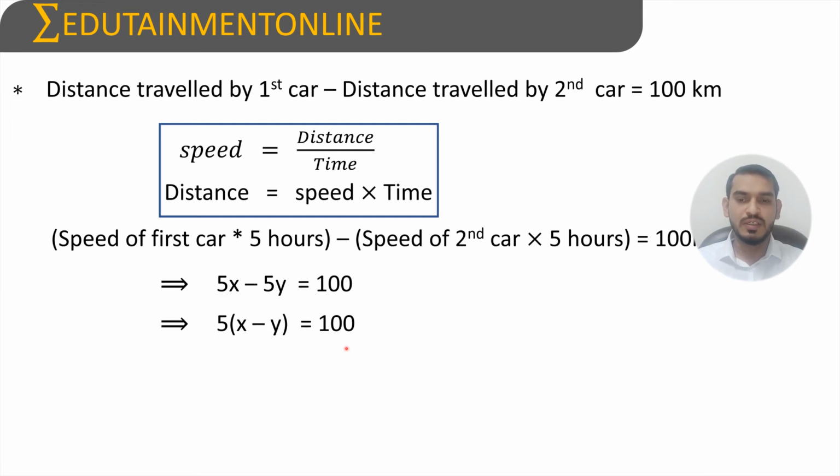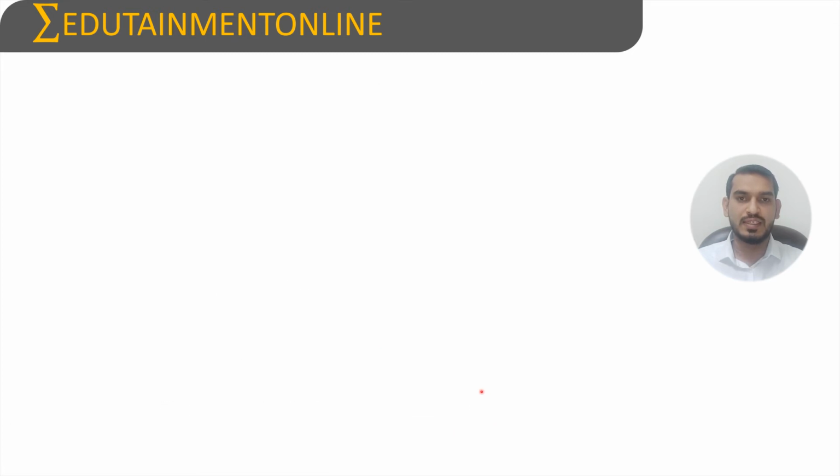So we can take 5 common. So 5 into x minus y is equal to 100. Transposing this 5 to the right hand side, 100 divided by 5 is 20. So x minus y is equal to 20. Let us take this as equation 1.